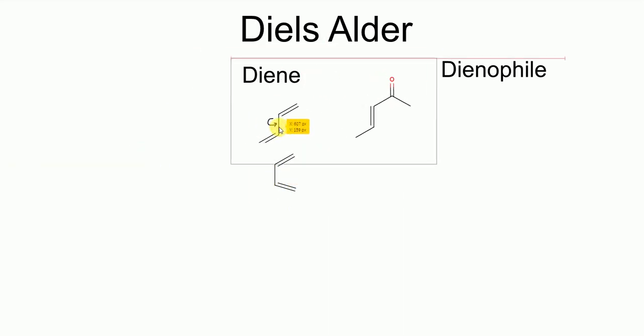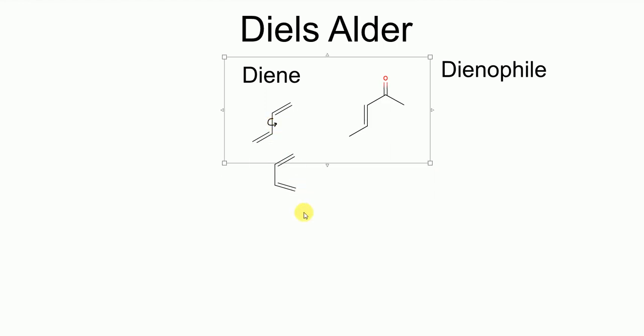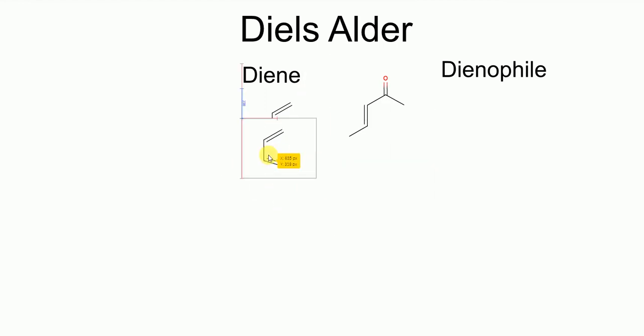So I'm going to, I wrote these together, okay? So we're going to get this structure. And so this is the one that I'm going to be using. I'm just going to put it over it. And so what happens is one of the double bonds is going to come and attack right here, okay? And then this double bond is going to come and attack right here.